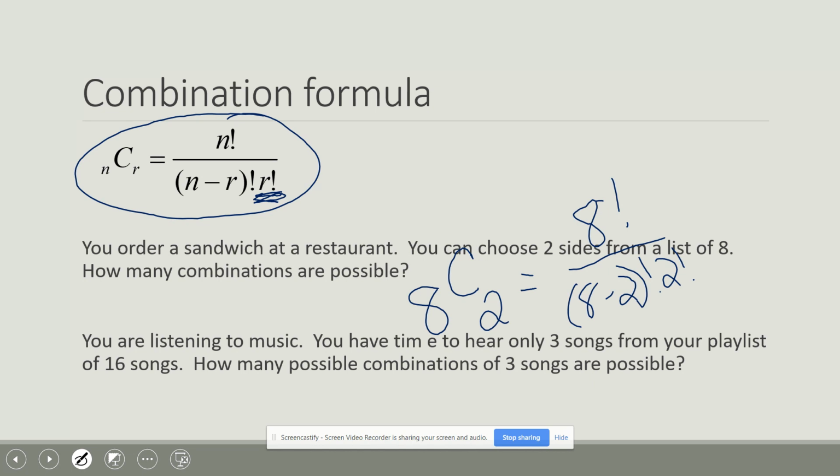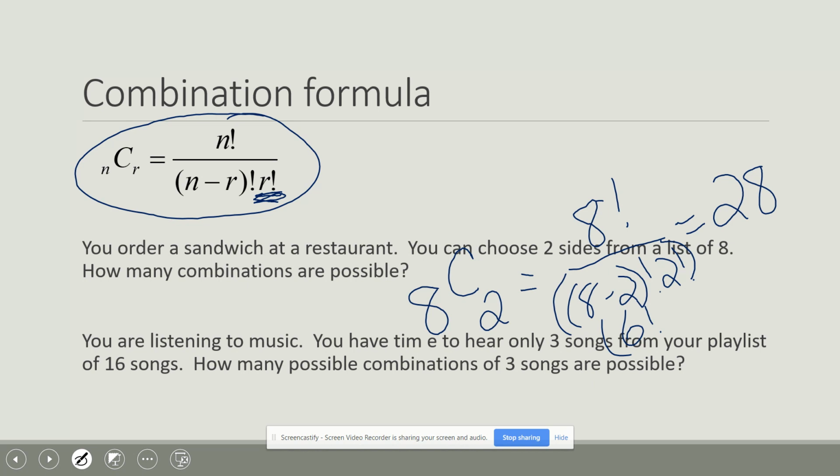Now just remember, when you're plugging this into your calculator, if you're doing it exactly how you see it, not subtracting the 8 and the 2 to make it 6, make sure that you put an extra set of parentheses regardless. That way it does all of the factorials on the bottom before dividing it from the 8 factorial, because you will get a different answer from that. And so I do all that great math and I end up with 28. There are 28 possible combinations without repeats of the two sides out of the 8 that are possible.